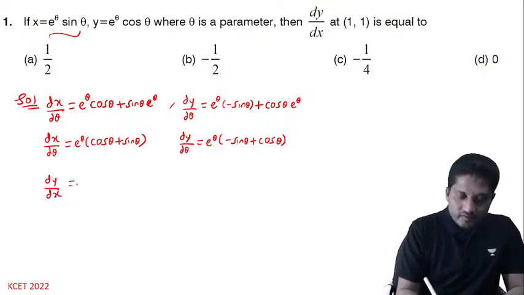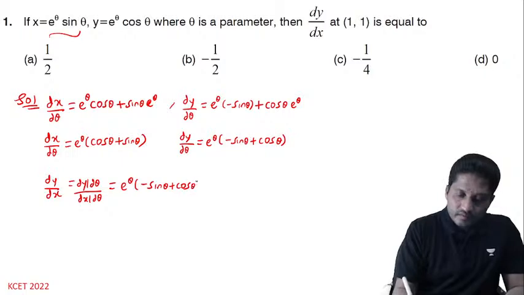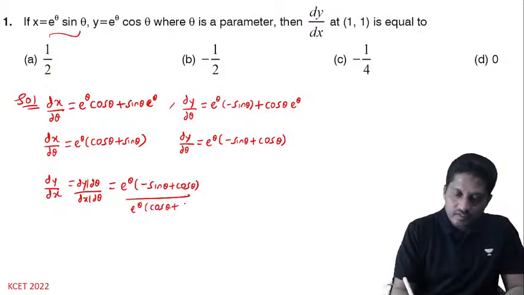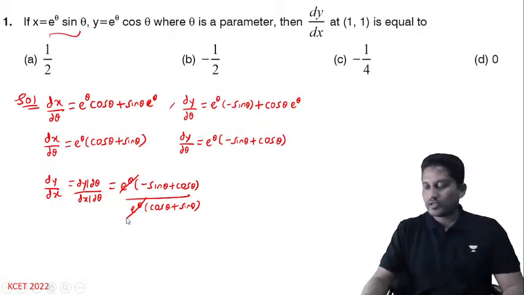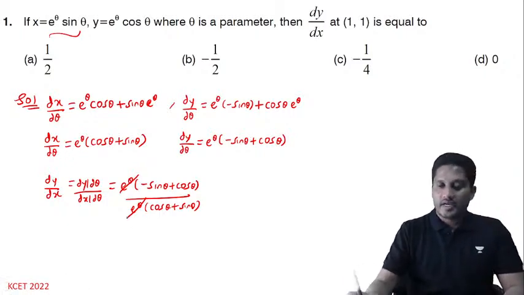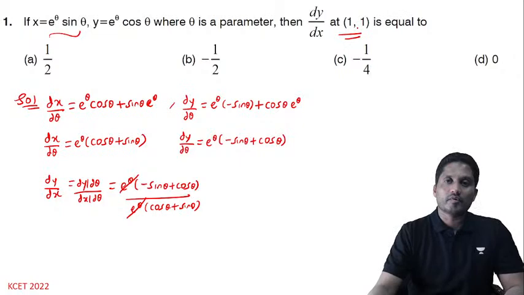dy by dx is equal to dy by d theta divided by dx by d theta. dy by d theta is e power theta into minus sine plus cos. And dx by d theta is equal to e power theta into cos theta plus sine theta. Anyways this will cancel. I should find the value of theta, right? It is given in the question at the point 1 comma 1. So this is x comma y.